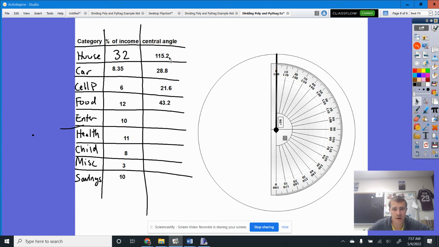And then you're going to find where 115 is. So here's 10 degrees, 20, 30, 40, 50, 60, 70, 80, 90, 100, 110, 115. So you're going to take your pen or pencil, and you're going to mark where 115.2 is. So here's 110, here's 120, so 115.2. It's going to be right here somewhere. Why is that not drawing?